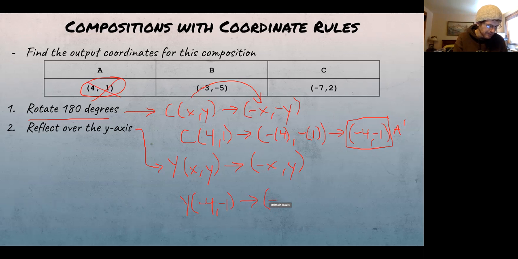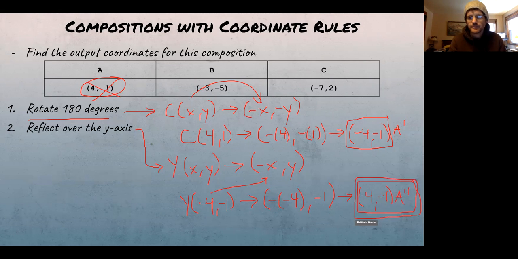So it's going to be negative. This negative 4 gets plugged in for x. So that's going to be negative, negative 4. Negative 1 gets plugged in for y. So it looks like that. So my final coordinate after this transformation, after this composition, is going to be 4, negative 1. This is a double prime, and this is my final answer.